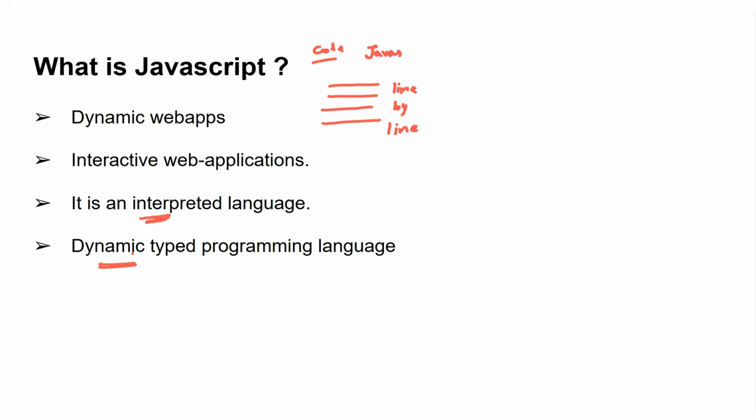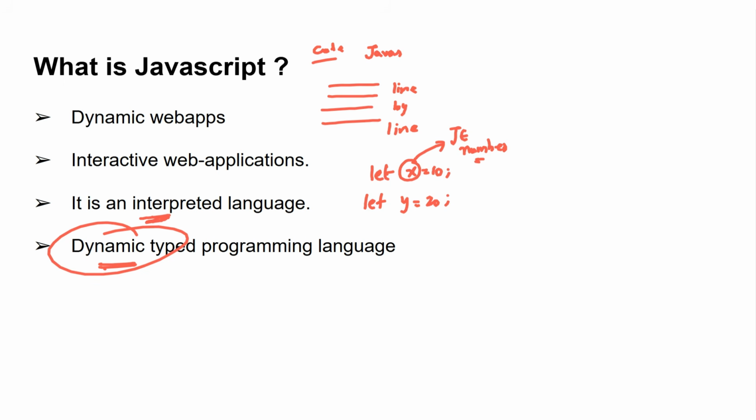JavaScript is also called a dynamic typed language. Let us say you have written code like this: let x is equal to 10 and let y is equal to 20. Here the JavaScript engine will find out the type of this variable at the runtime. Here we are not specifying any type. So the JavaScript engine will find out the type of this variable as number during runtime. That's why it is called dynamic typed.